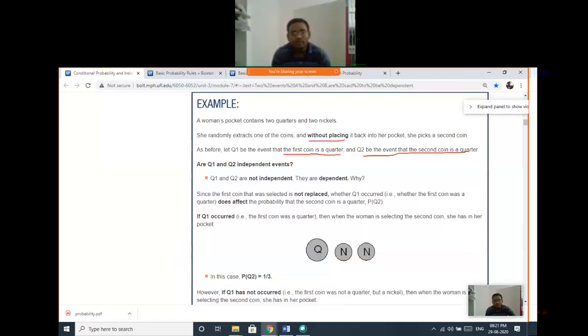Because we are not replacing the coin, when event Q2 is occurring, Q1 has occurred and she doesn't replace the one she has taken from the pocket. Just see here, since the first coin selected is not replaced, whether Q1 occurred affects the probability that the second coin is a quarter.